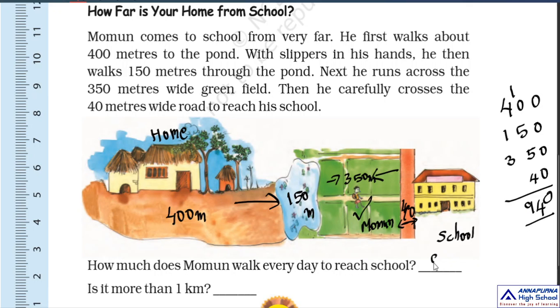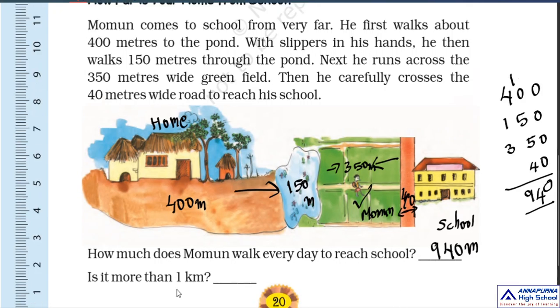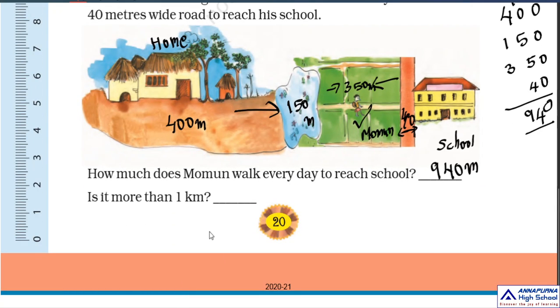Daily, every day, to reach school he walks 940 meters, ma. How much, ma? 940 meters. Is it more than 1 kilometer? 1 kilometer means how many meters, ma? 1000 meters. So 1000 meters is more than 940. So is it more, ma? No, it is not, ma. It is less than. Okay, ma?